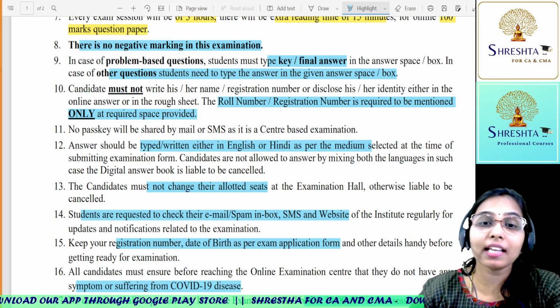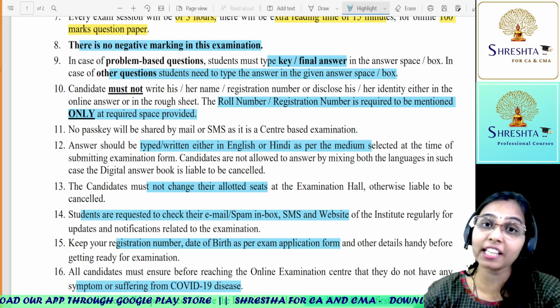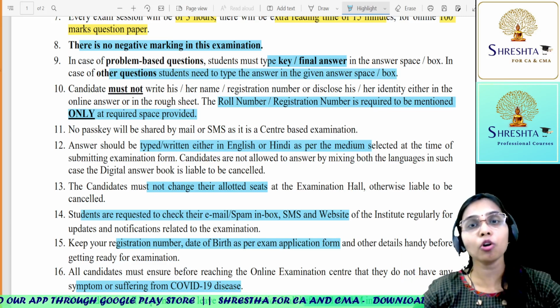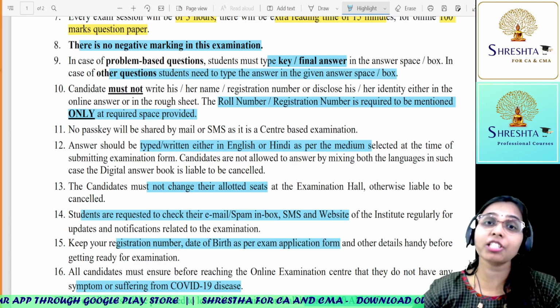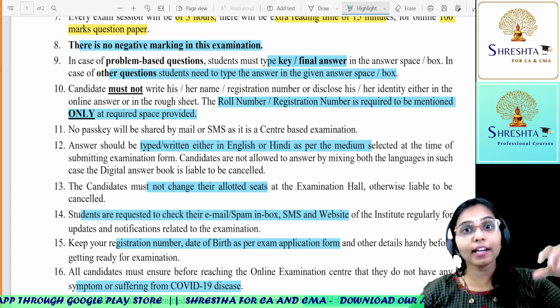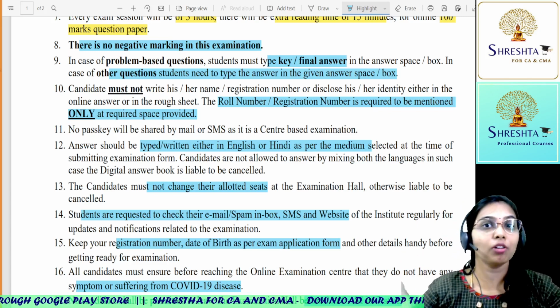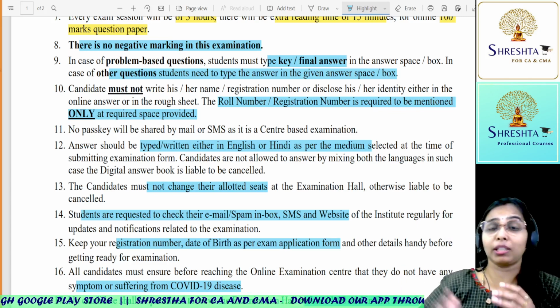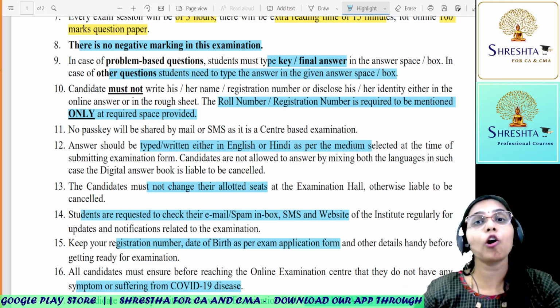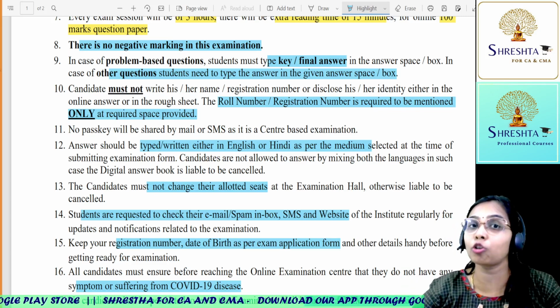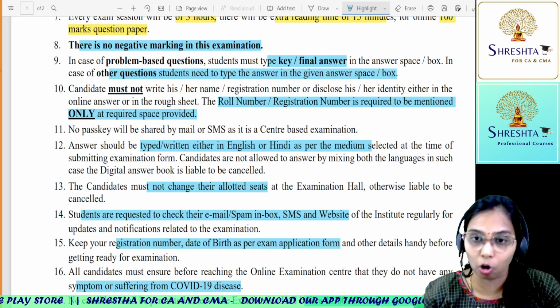So next is the candidates must not change their allotted seats. As you know, in the online examination center, you will be allotted one particular laptop or a desktop and one particular seat. You cannot keep changing your seats according to your wish within that total 3 hours in the examination hall.